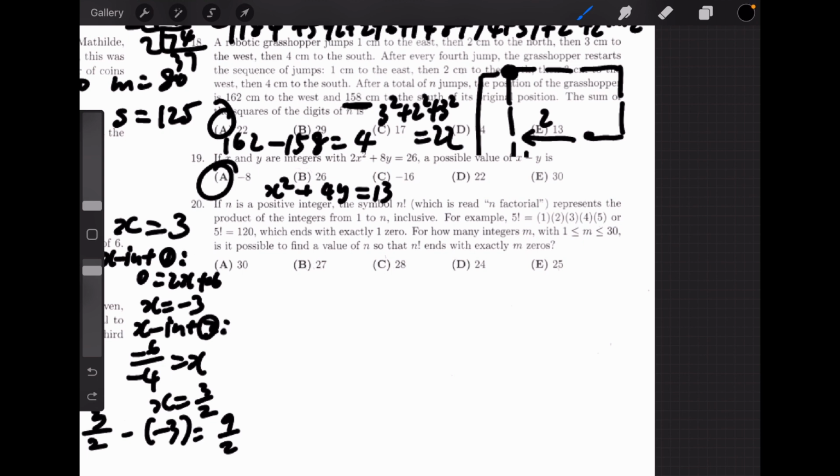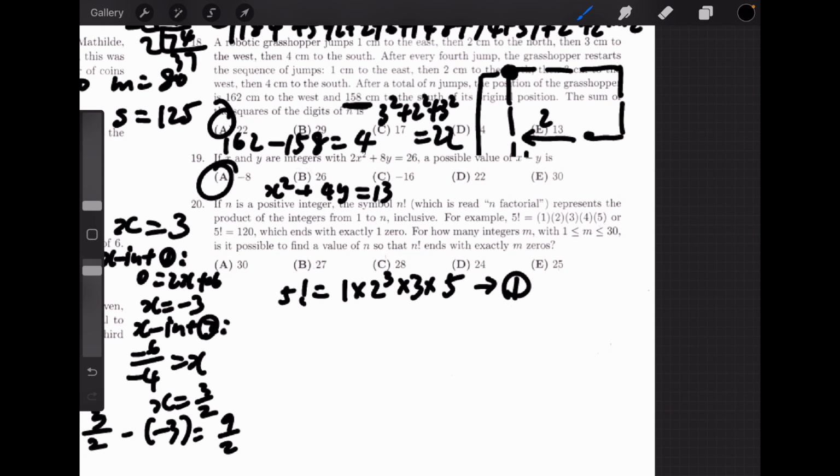If we prime factorize 5 factorial, we'll get 1 times 2 to the power of 3 times 3 times 5. And because we have at least a pair of 2 and 5, we would have 1 zero at the end. Since we need at least one pair of 2 and 5 to get an extra 0, and we always have more even numbers than multiples of 5, we can just count the number of 5s in the factorial to determine how many zeros are at the end.